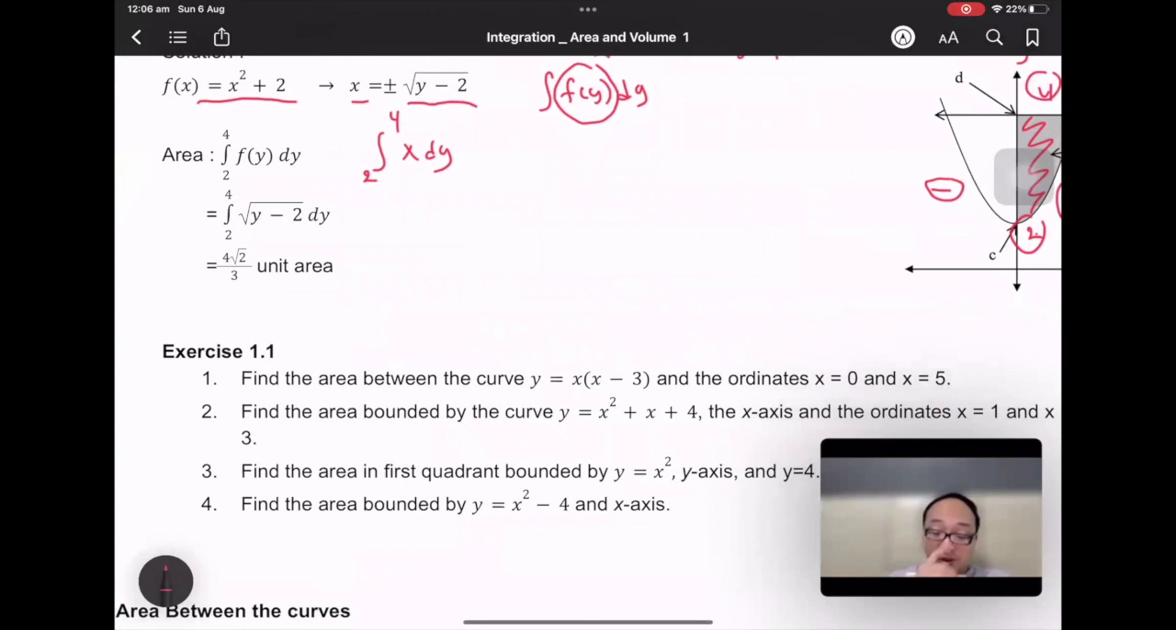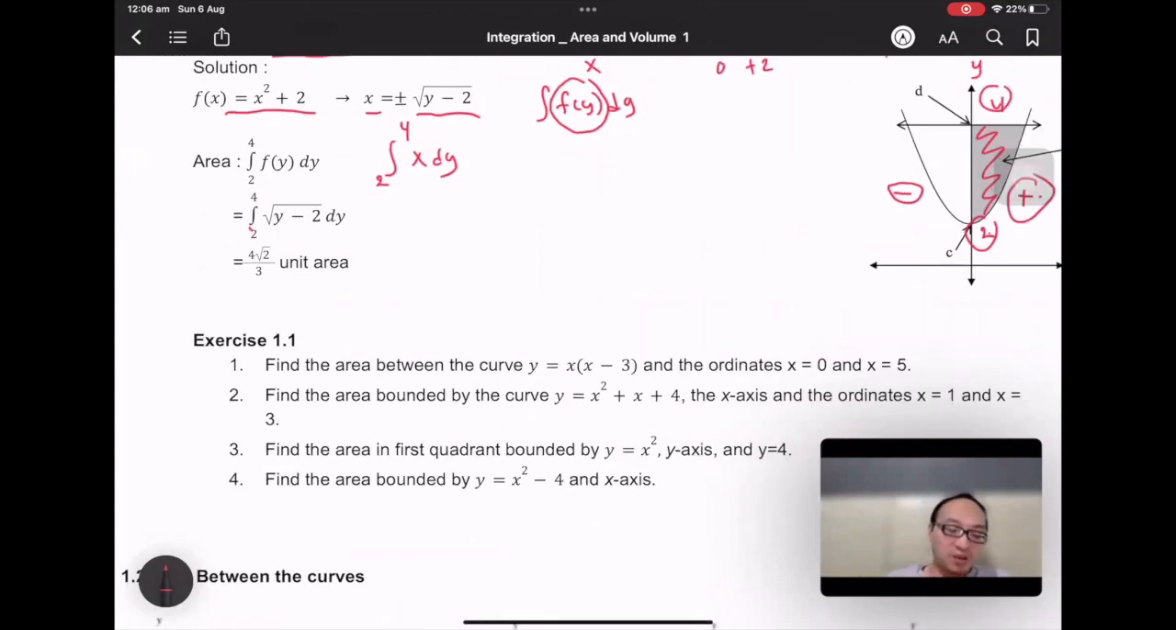So we integrate this one using the normal power rule. So this is (y minus 2) to the power of half. We integrate this and we will have (y minus 2) to the power of plus 1, so 3 over 2, and then 2 over 3.